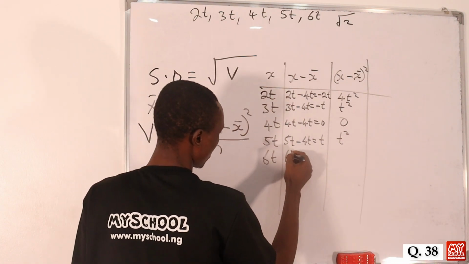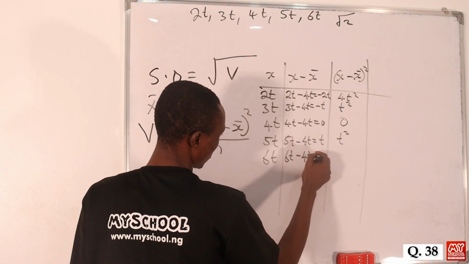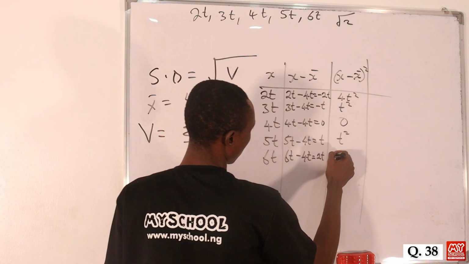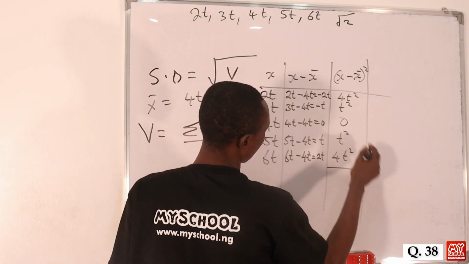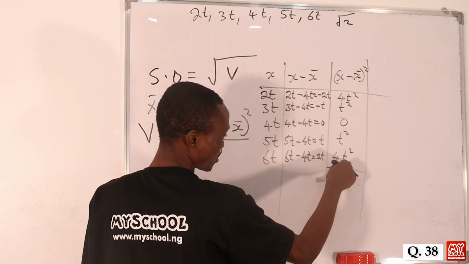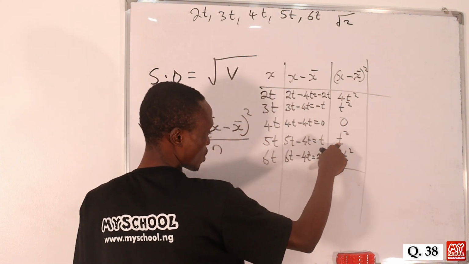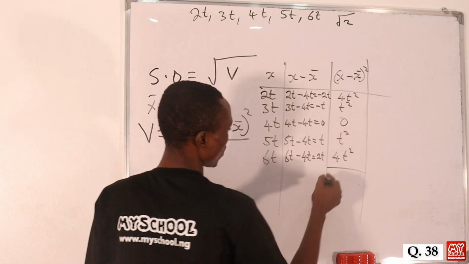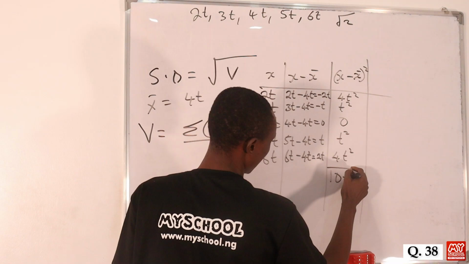Okay, so 6t minus 4t is equal to 2t. So 2t squared will give us 4t squared. So if we add everything here, which is 4t squared plus 4t squared, that is 8t squared, then plus t squared, that is 9t squared, then plus t squared again, that is 10t squared. So you'll be having 10t squared.